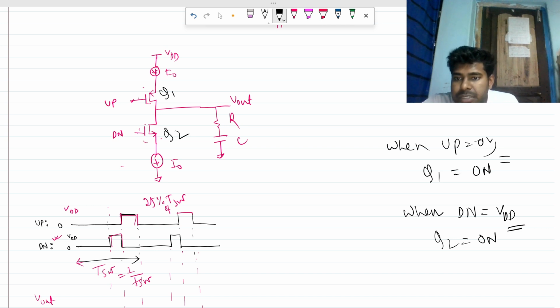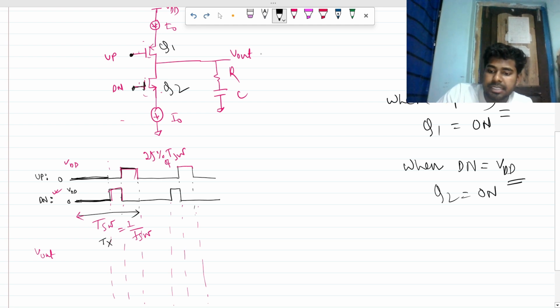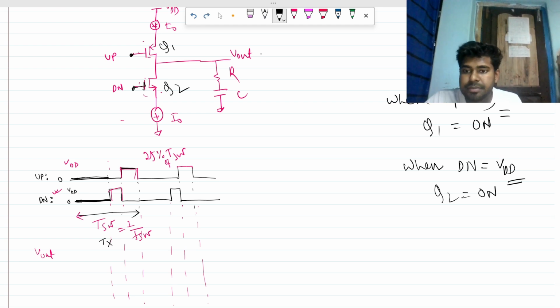So in this time duration from 0 to, let's say, T1 time, we can see your PMOS is getting gate voltage as 0 volt, and your NMOS is getting 0 volt at its gate, the down signal. So we can see that this Q2 will be off and Q1 will be turned on. So let's say this is T1. At this time duration, what will be your equivalent picture?